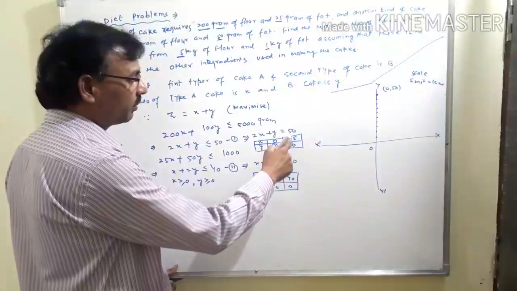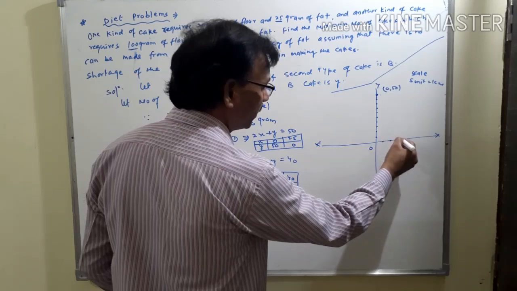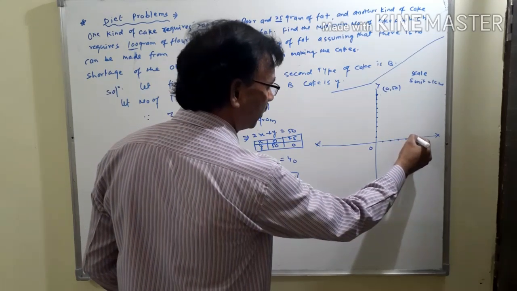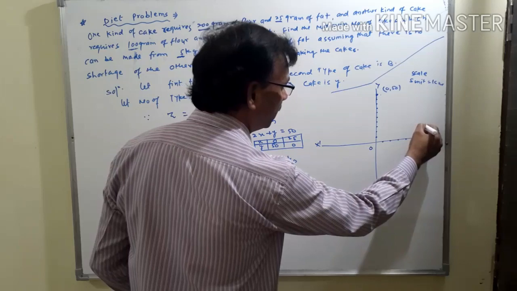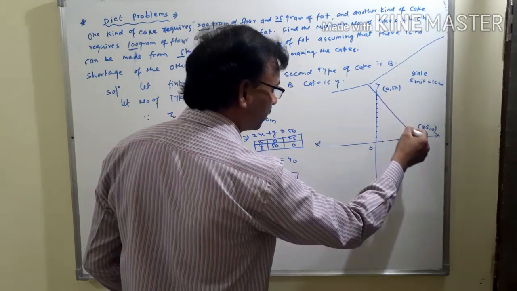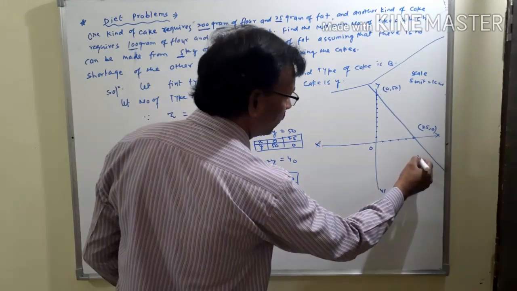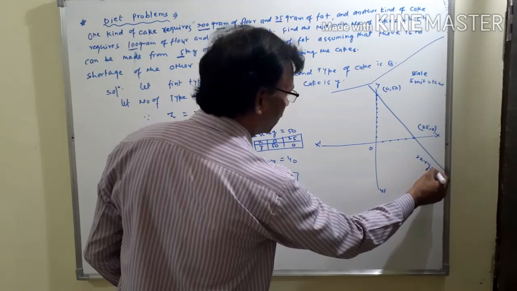And the next point is (25, 0). That means this is 5, 10, 15, 20, and this is 25. This point will be (25, 0). Join both points and write on this line 2x plus y equal to 50.